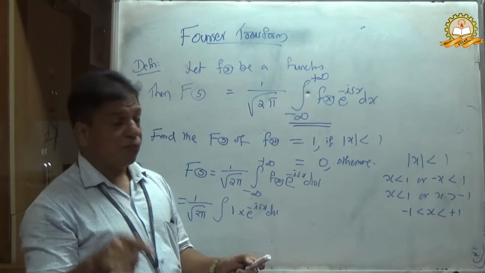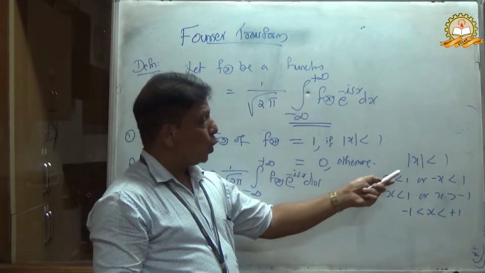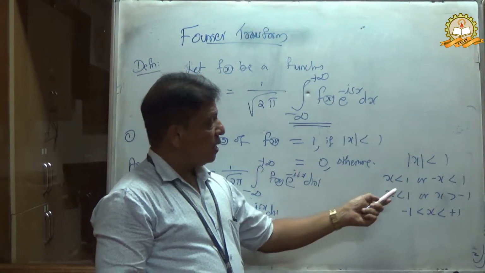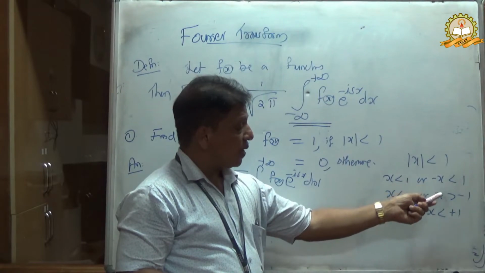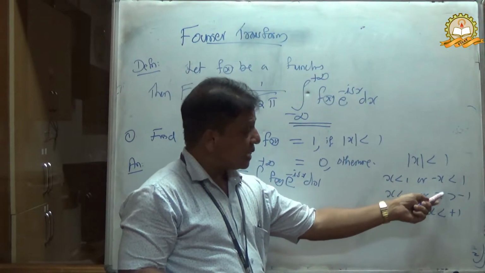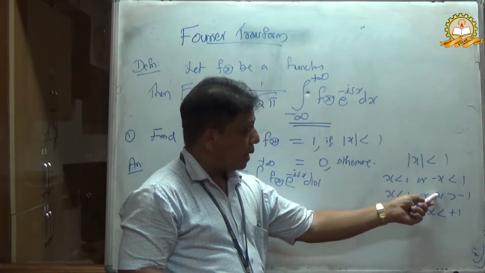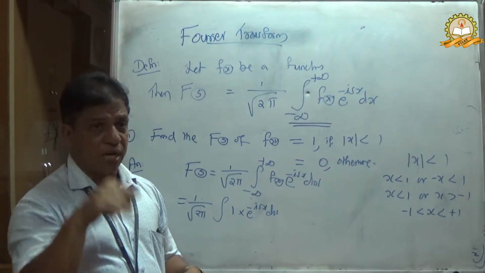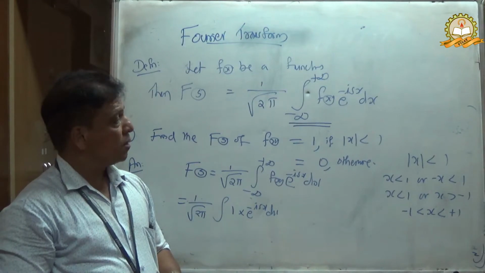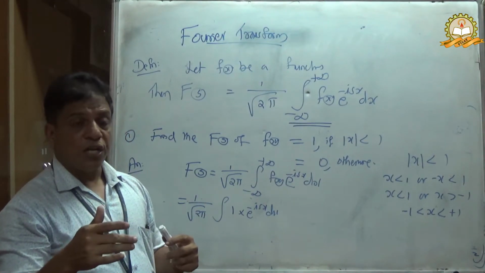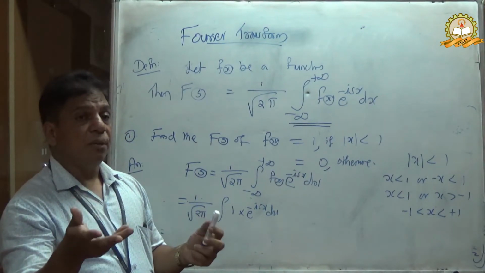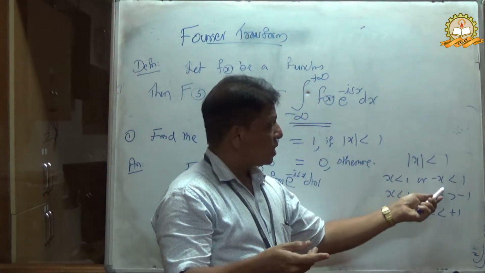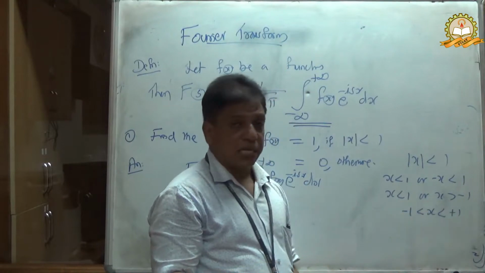Mod x less than 1 means x less than 1 or minus x less than 1. This can be written as x greater than 1. When we multiply by minus, the inequality will be reversed. We already discussed this in the plus 1 level inequality chapter. When we multiply an inequality with minus, the inequality will be reversed. Therefore, minus x less than 1, when we multiply this, we get x greater than minus 1.